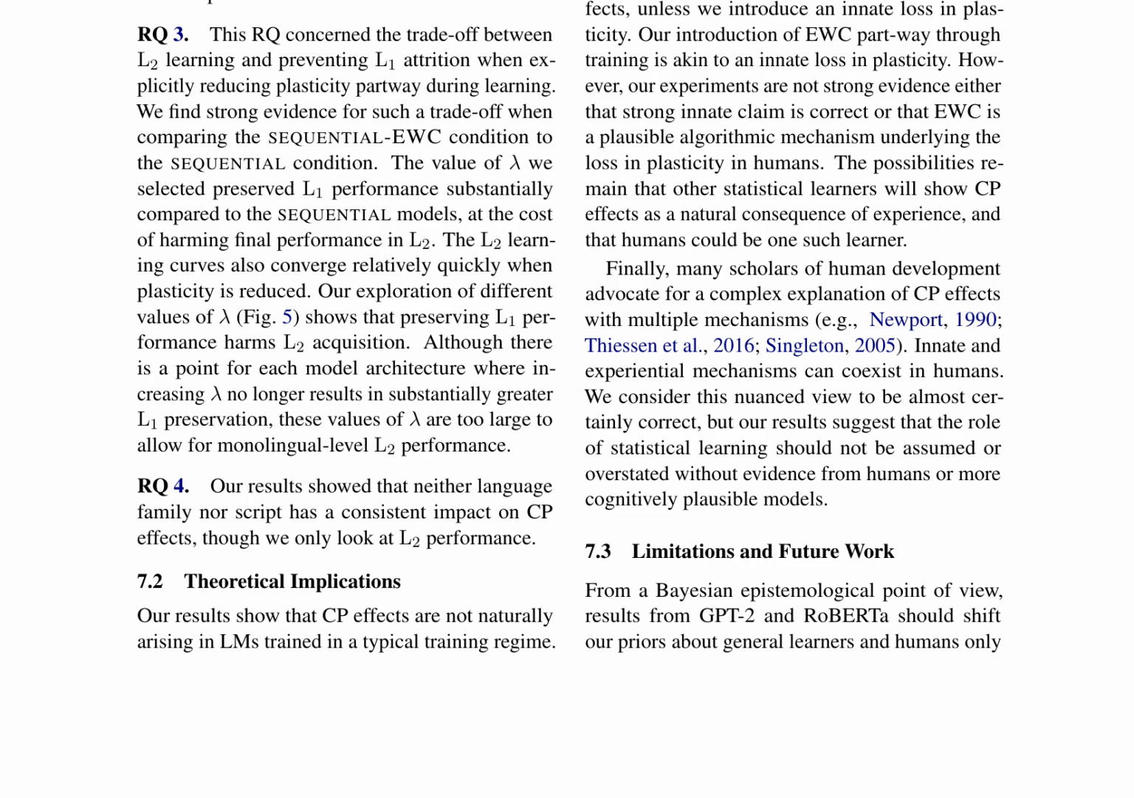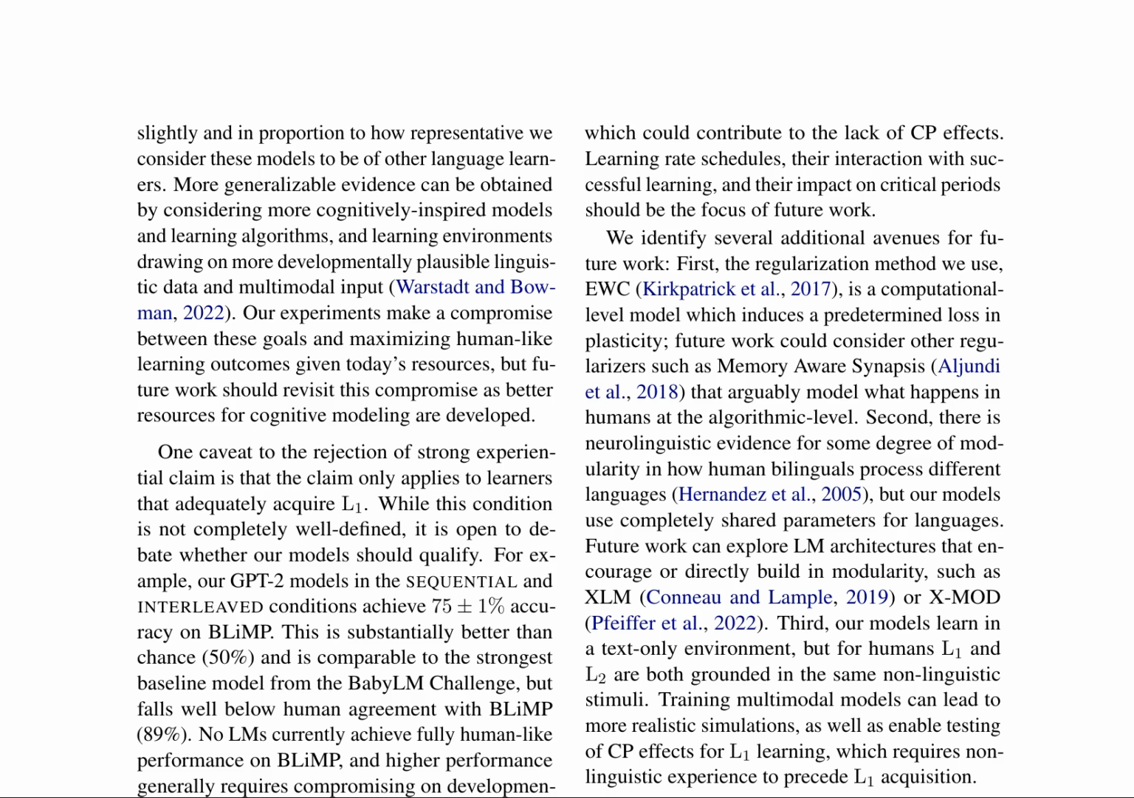The study's limitations were acknowledged, and the researchers cautioned against overgeneralizing their results to humans. They emphasized the need for a nuanced view of critical period effects, considering multiple mechanisms, including innate and experiential mechanisms. Furthermore, they suggested that the role of statistical learning should not be assumed or overstated without evidence from humans or more cognitively plausible models.